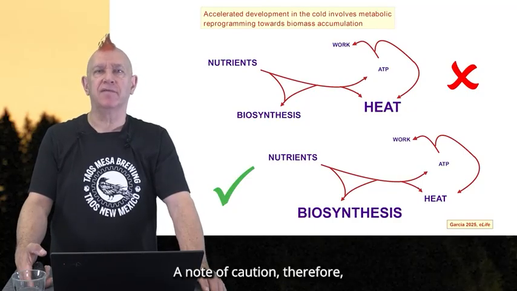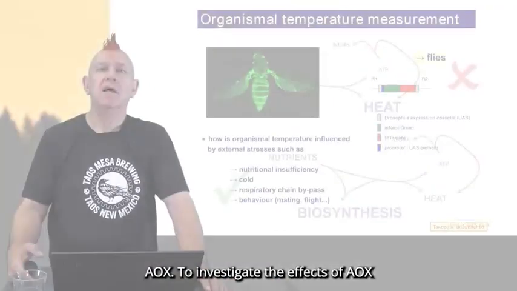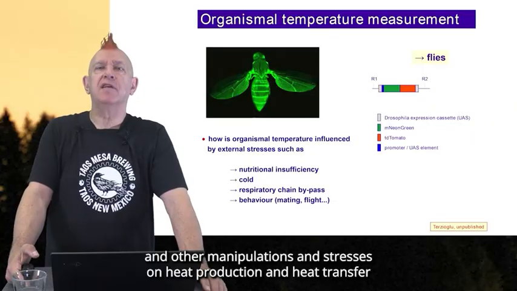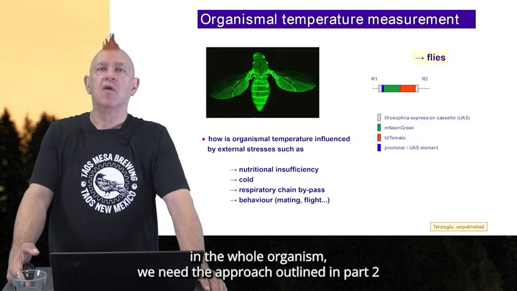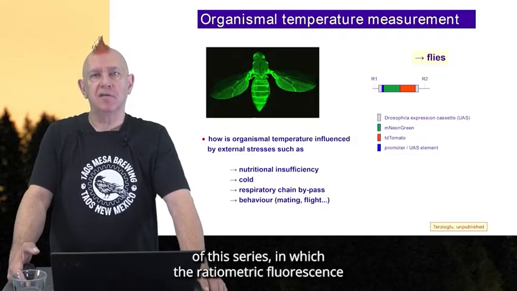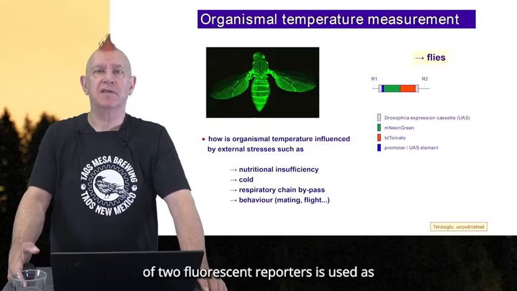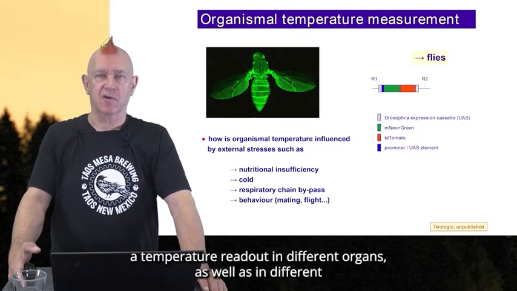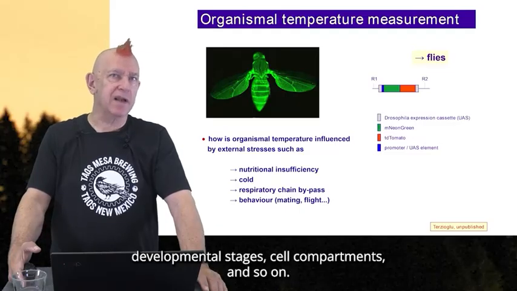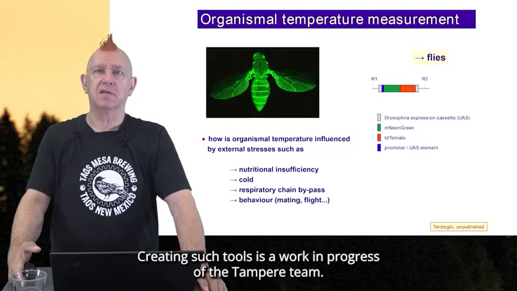A note of caution, therefore, in interpreting all experiments involving AOX. To investigate the effects of AOX and other manipulations and stresses on heat production and heat transfer in the whole organism, we need the approach outlined in part 2 of this series, in which the ratiometric fluorescence of 2 fluorescent reporters is used as a temperature readout in different organs, as well as in different developmental stages, cell compartments, and so on. Creating such tools is a work in progress of the Tampere team.